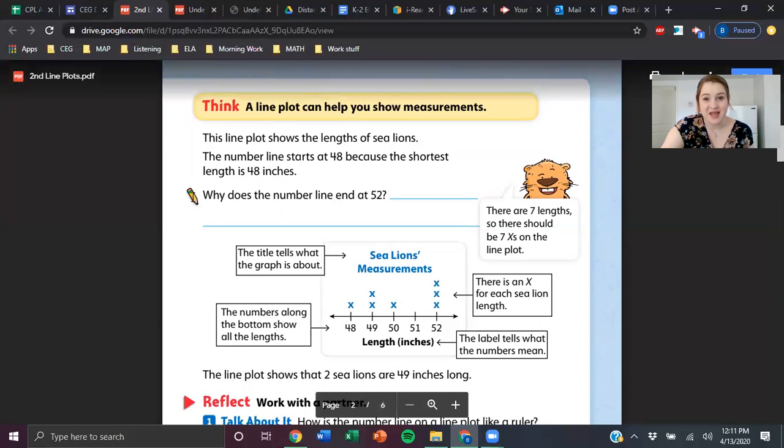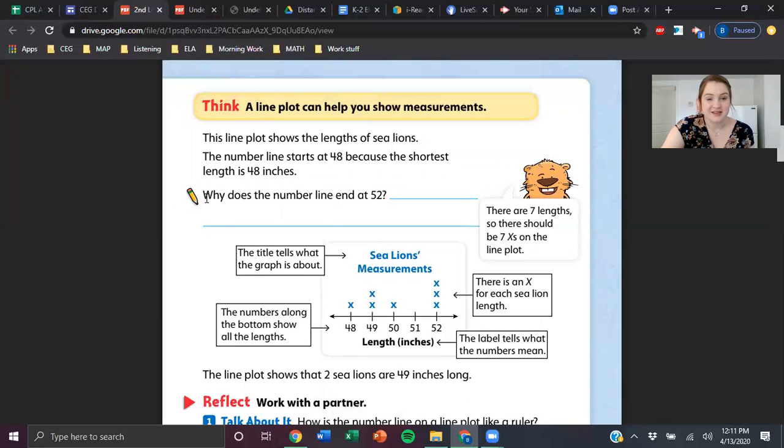Here's where you need to get your pencil ready to answer this question. Why does the number line end at 52? Pause the video while you write your answer.